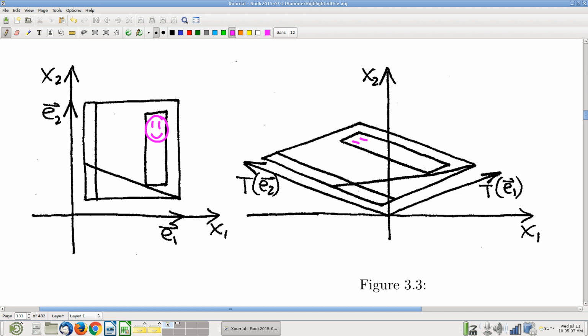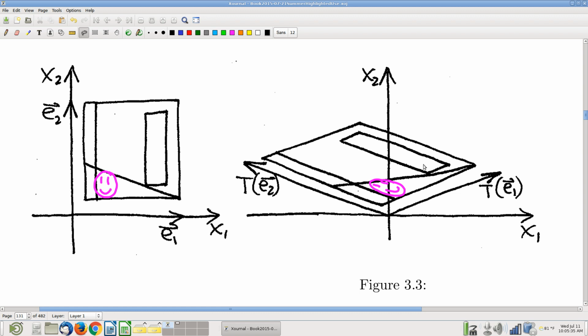Something kind of like, maybe something kind of like that. Right? What I mean by the uniformity of the deformation is that if I were to take this thing in the domain and maybe move it over to there, the image would move, but it would still look exactly the same, right?